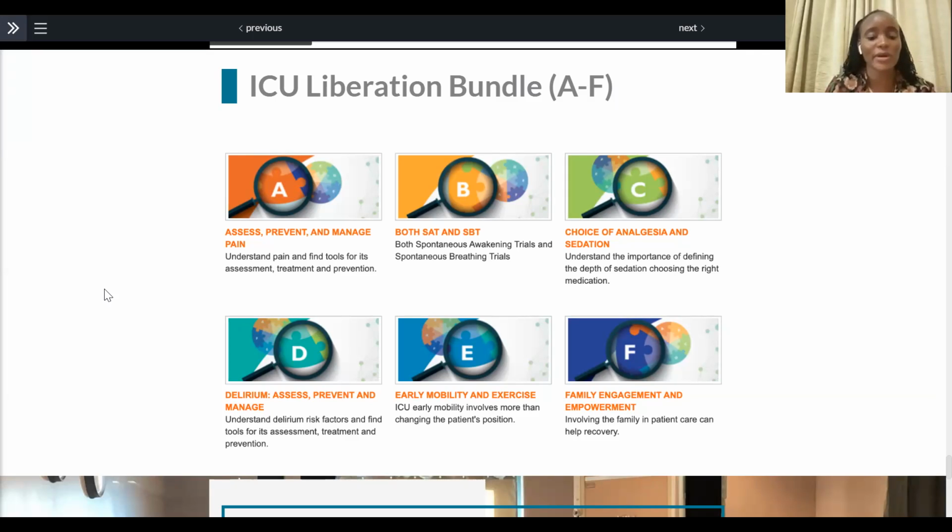So understand delirium risk factors and find tools for its assessment, treatment, and prevention. Early mobility and exercise. ICU early mobility involves more than just position change. Here you have to involve your physiotherapist to come and try and understand whether this patient is able to be mobile as early as possible to avoid contractures or even avoid having other issues like DVT occurring when they're in ICU.